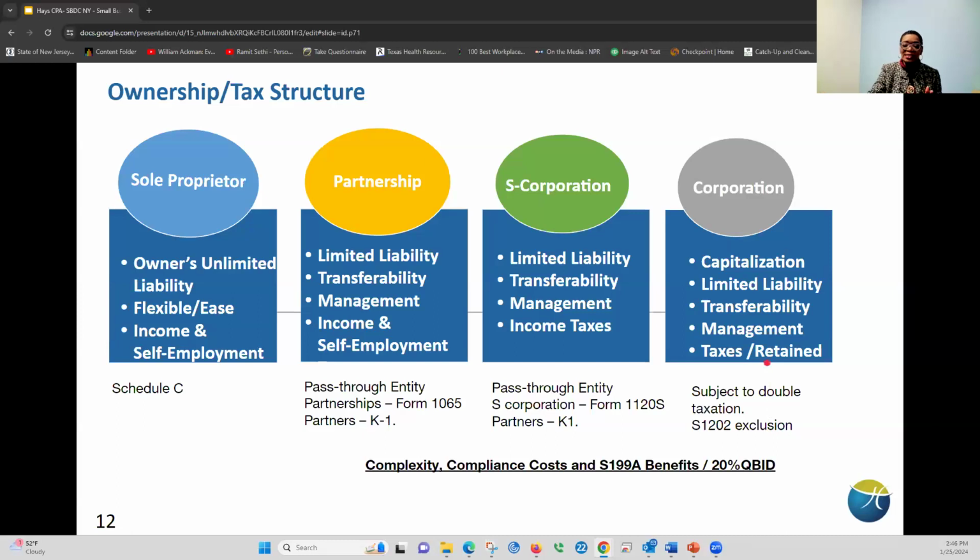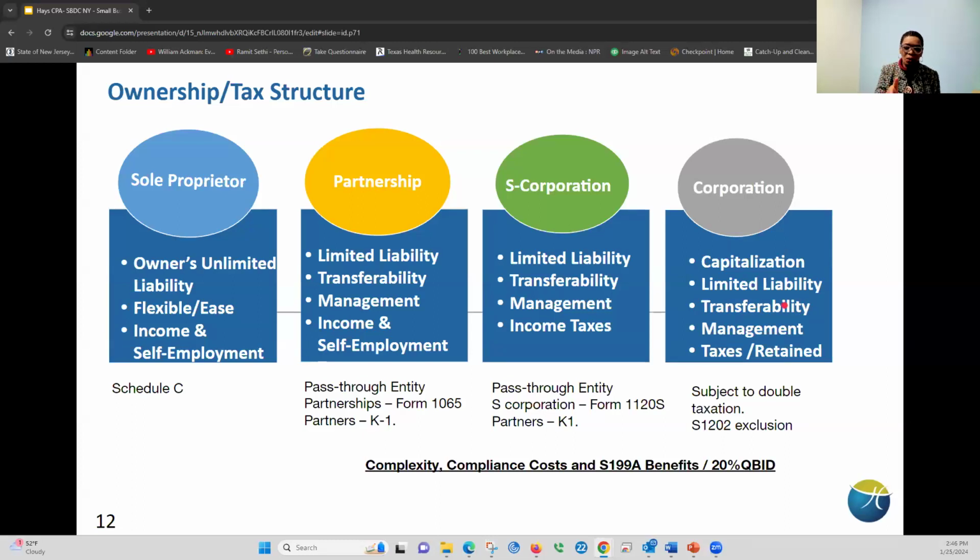You can save up to, what is the exclusion? I believe up to, is it 5 million or 10 million of exclusion? So if you make profits in that corporation, then you wouldn't pay tax on it. So there, like Shaneque said, there are lots of different factors. So it's not a one size fits all.